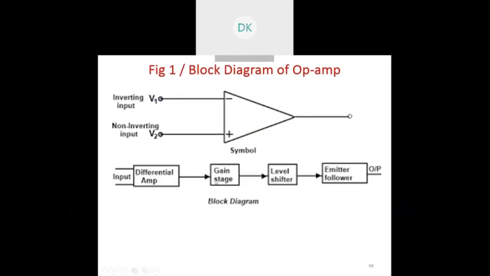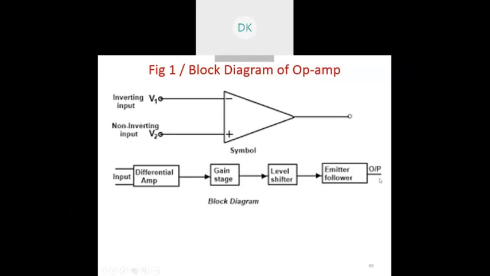The differential amplifier is the previous topic we have discussed. The second one is the gain stage. Gain stage means there will be one more amplifier to increase the gain. The third one is the level shifter. For example, a signal of any level will be converted to TTL level, which is called a level shifter. The emitter follower, you know it very well. It is nothing but a common collector amplifier. So these are the 4 components present inside the block diagram of an op-amp.